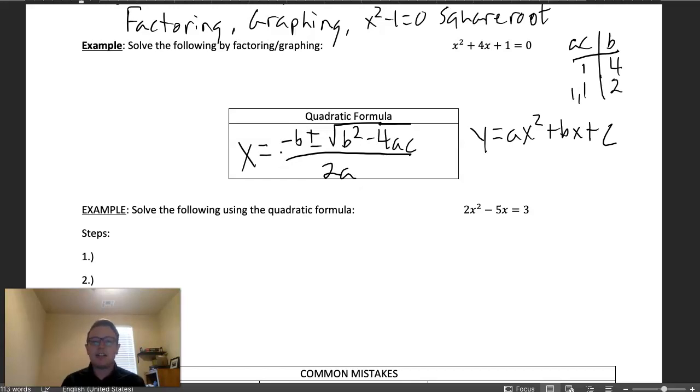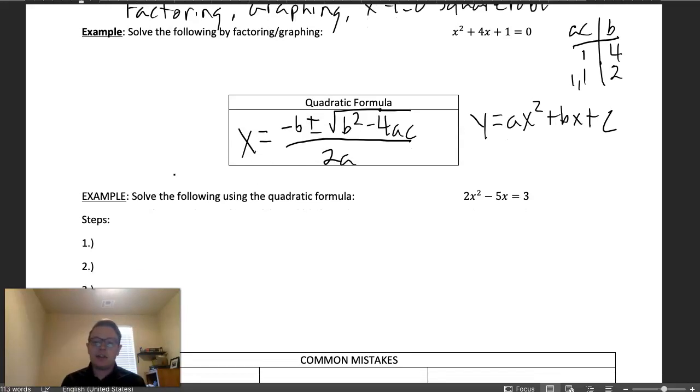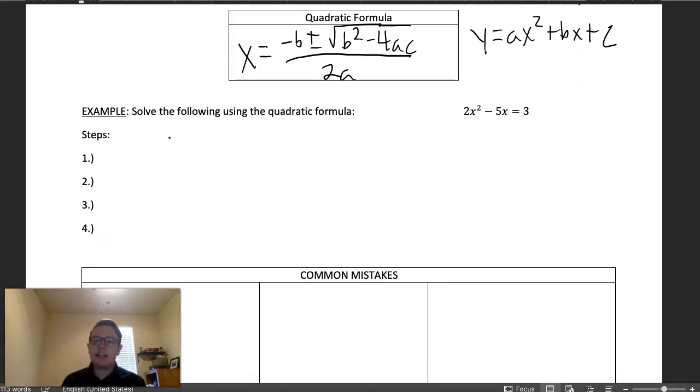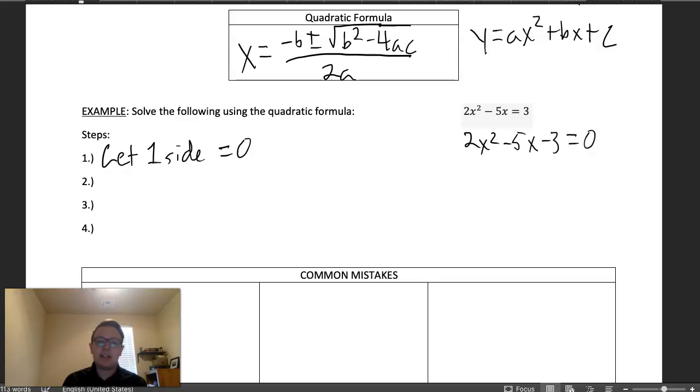So just remember that song, sing it as many times as you want, and you'll remember the quadratic formula as well. Now, how do we use the quadratic formula? Let's go ahead and go through this. The first step, like always, is we're going to need to get one side equal to 0, meaning that we're going to have to subtract the 3 in this equation. So this would become 2x squared minus 5x minus 3 is equal to 0. Super important that we set this equal to 0. The next step is going to be put into the quadratic formula.